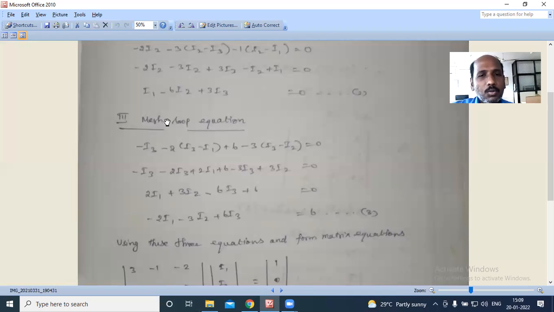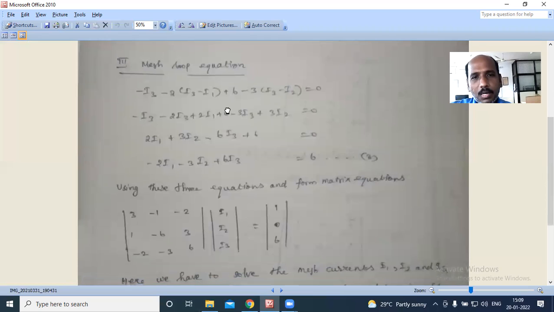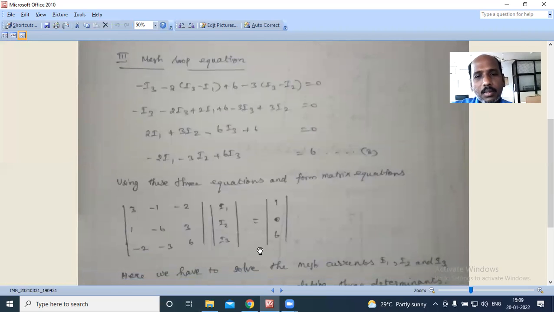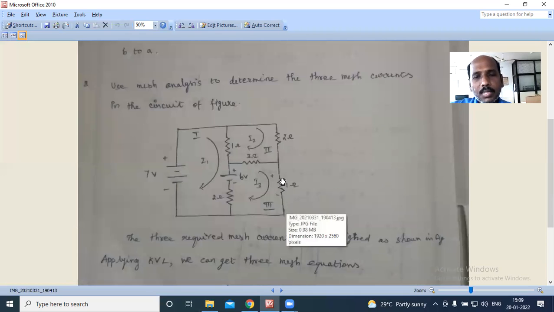And for the third mesh, you apply KVL for mesh 3. Here also, with the help of the circuit, I am going to form the equation. First one is the 1 ohm resistor. Let us start from here. For mesh 3, I am starting here. Just take from this point. Then the 1 ohm resistor, then there is no element, then the 2 ohm resistor, then the battery, then the 3 ohm resistor, and finally end at the same point. That is the third mesh.